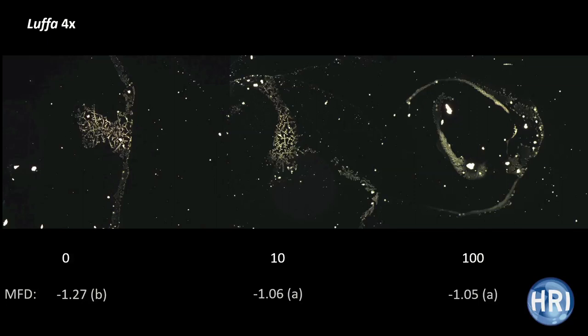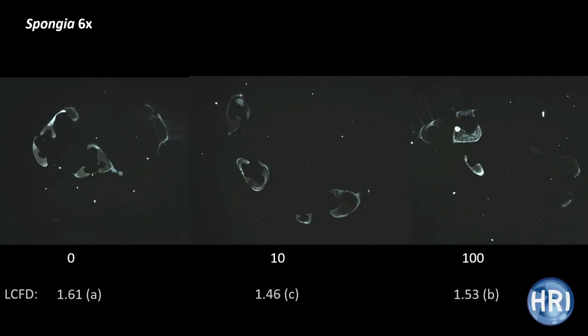Luffa 4X gave some fractal patterns, but already small structures, because there is already not so much matter inside. And the Spongia 6X gave patterns which actually are similar to those of pure water.